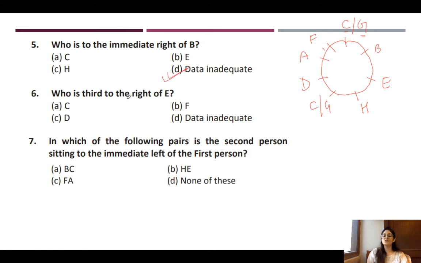Who is third to the right of E? So here is E, and at the third right of it, 1, 2 and 3, who is it? F. So the correct answer is option F.